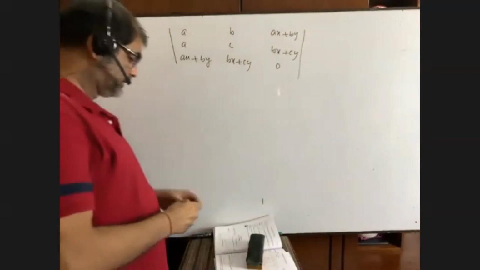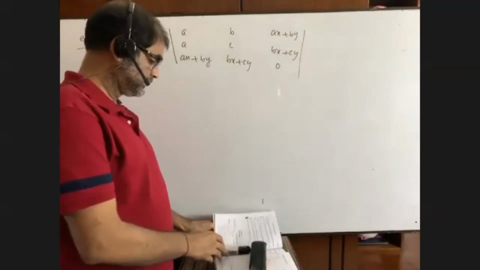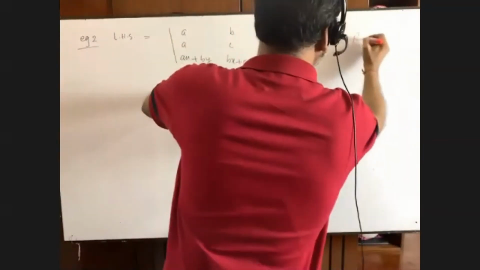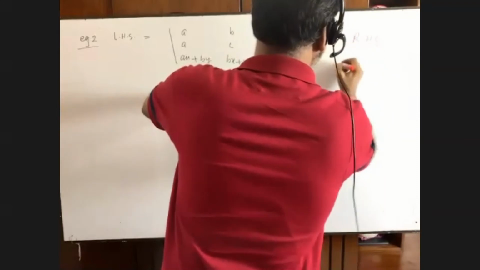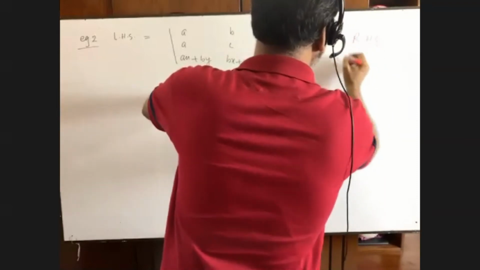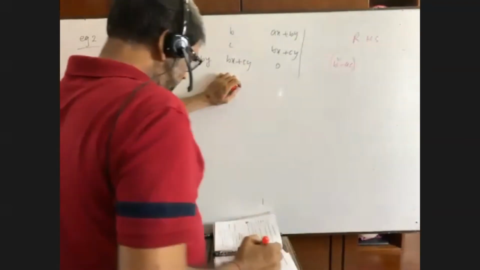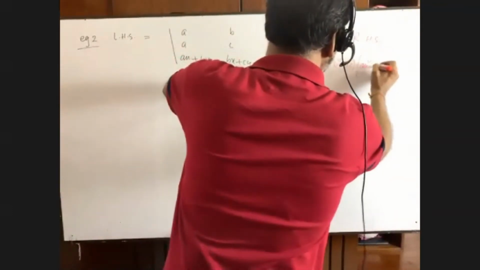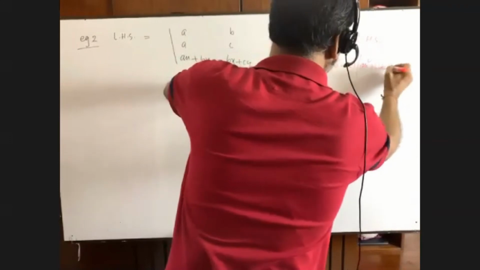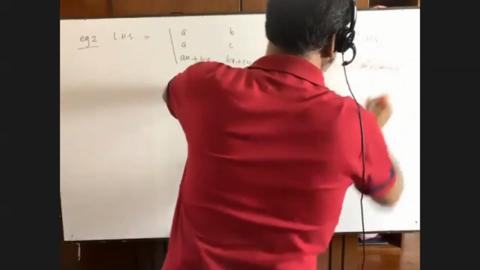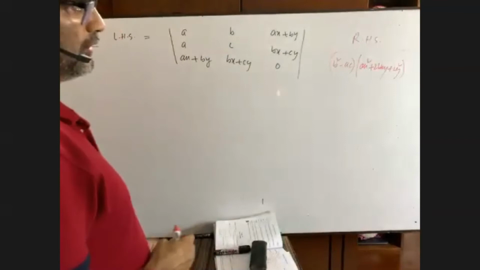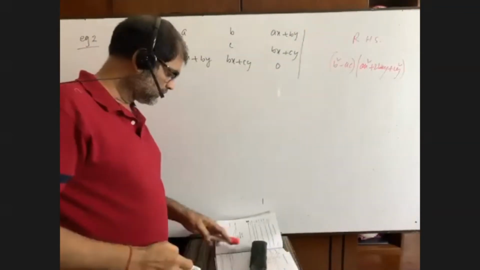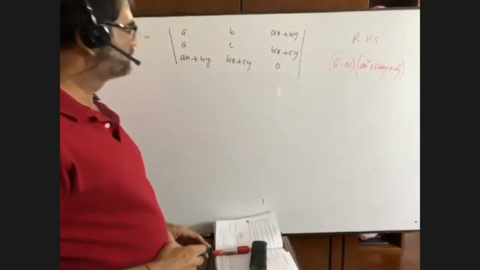Remember one thing, that our right hand side is b square minus ac into x square plus 2bxy plus cy square. It is our right hand side. I think you can see the board, right? Now, what is to be done here?